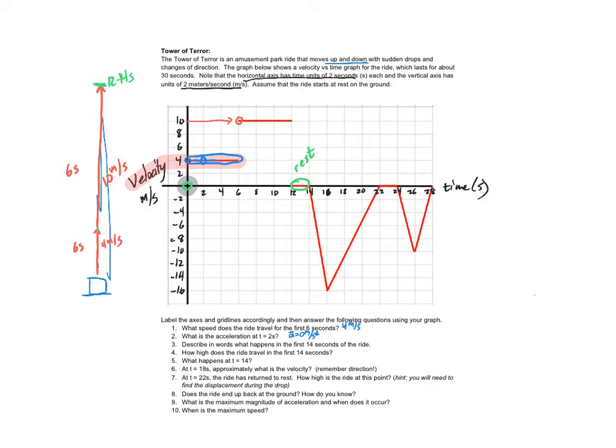Now we go on to number 3, describe in words what happens in the first 14 seconds of the ride. Well, we actually already did that. We said it starts off slowly for the first 6 seconds, and then it goes fast, and it continues to go up for the next 6 seconds, and then for 2 seconds it's at rest at its maximum height there. And that's what happened in the first 14 seconds. And it says, how high did the ride travel in the first 14 seconds?